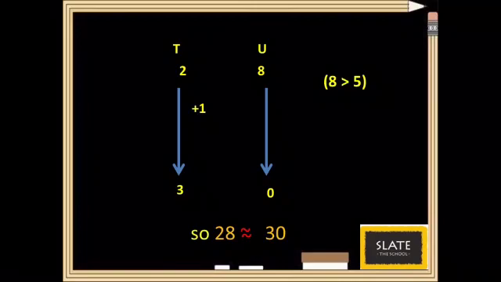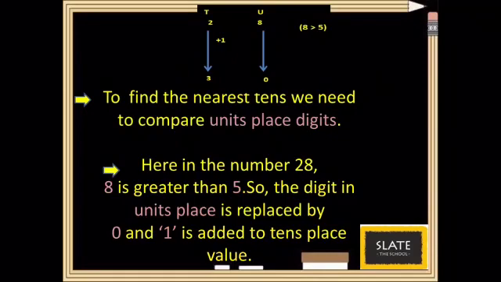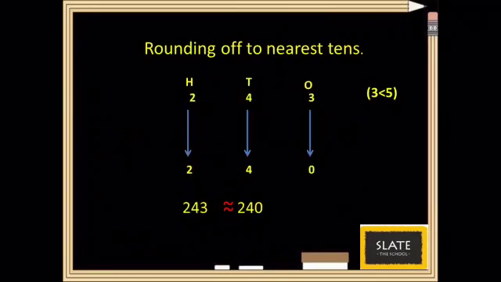Okay, when we want to convert a number to its nearest value without using a number line, we can follow this method. To find the nearest tens, we need to compare the units place digit. Here in the number 28, 8 is greater than 5. So the digit in the units place is replaced by 0 and 1 is added to the tens place value. Let's see one more example of rounding off to the nearest tens.